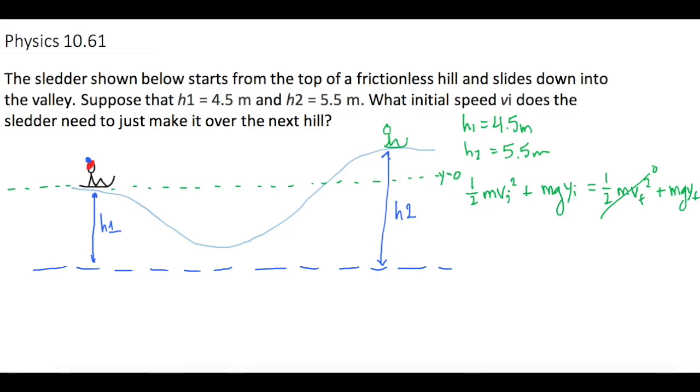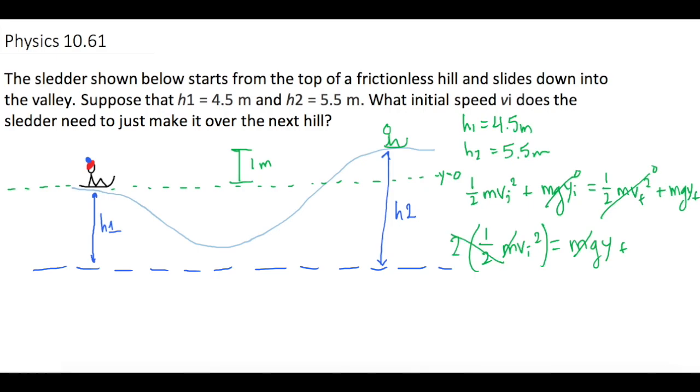So now what is that going to be? Well, we started at 4.5 and ended at 5.5, so the difference right here is 1 meter. So now he's starting out at an m g y of zero and ending at an m g y of one. That leaves us with 1/2 m v initial squared equals m g y final. His mass isn't changing, and both terms have a mass, so we can cancel out the m's. And then let's isolate v initial, so we'll multiply both sides of the equation by 2.